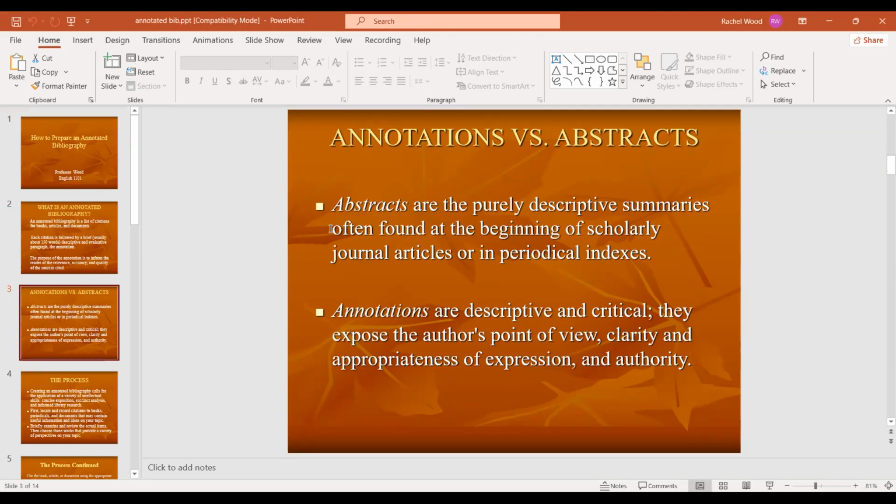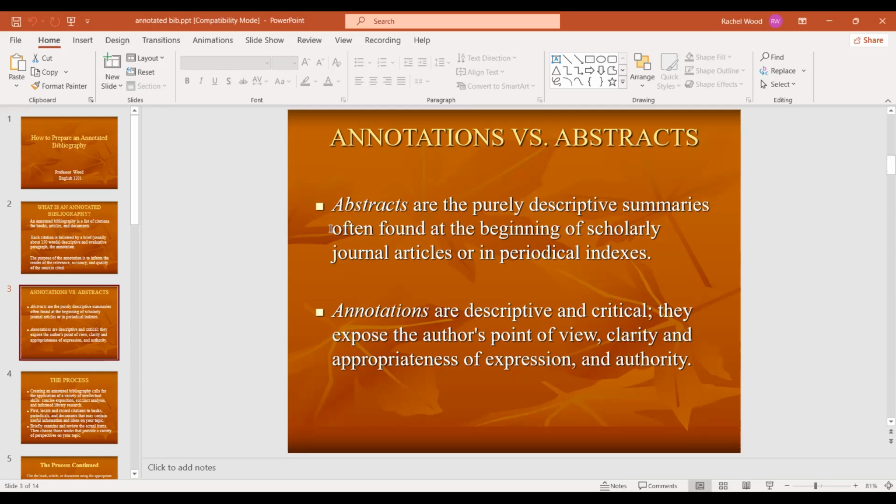You will run across articles that have abstracts. The abstracts are just literally descriptive summaries that are often found at the beginning of scholarly journal articles or in periodical indexes. Your annotations are descriptive and critical. They will expose the author's point of view, the clarity and the appropriateness of expression and authority. That is probably the most important thing about your annotated bibliography, is that you make sure your sources are reliable and you check the credentials of your writers.